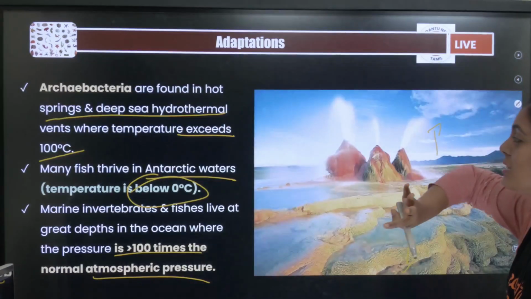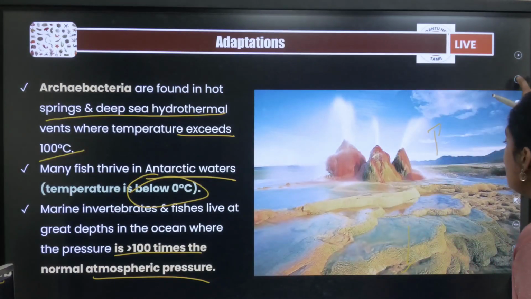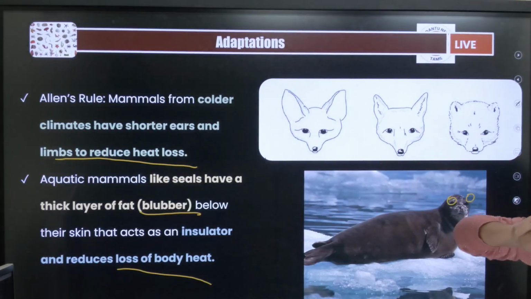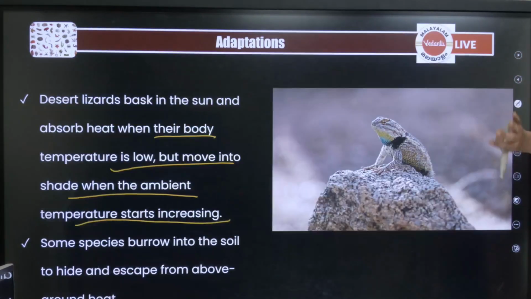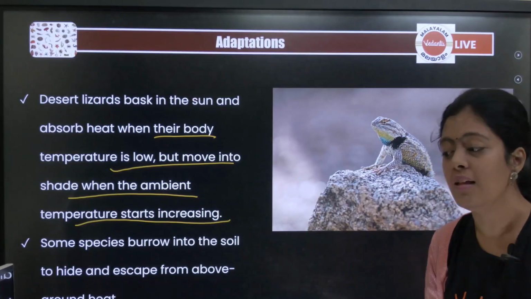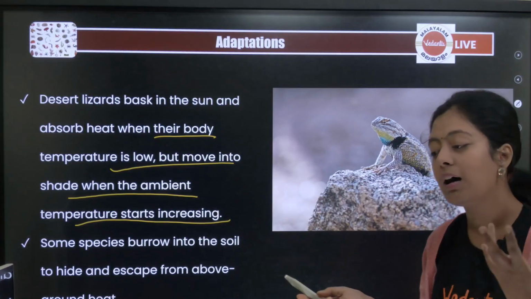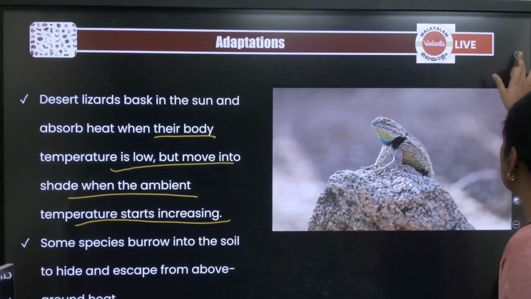Okay, and what is this? This is also a physiological adaptation. Okay, what kind of adaptation is this? This is a morphological adaptation. So these are all different adaptations that an organism is showing. Some species burrow into the soil to hide and escape from the above-ground heat. Okay, this is the information about adaptations.